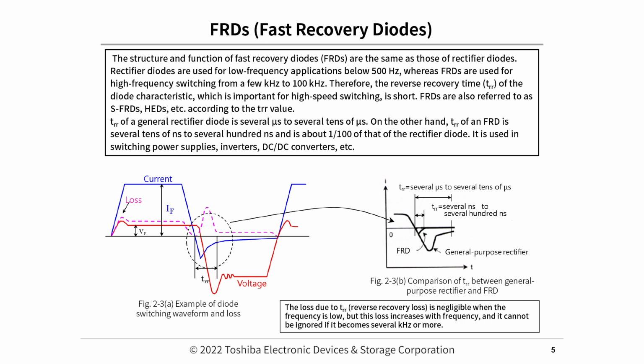TRR of a general rectifier diode is several microseconds to several tens of microseconds. On the other hand, TRR of an FRD is several tens of nanoseconds to several hundred nanoseconds and is about 1/100th of that of the rectifier diode. It is used in switching power supplies, inverters, DC-DC converters, etc.